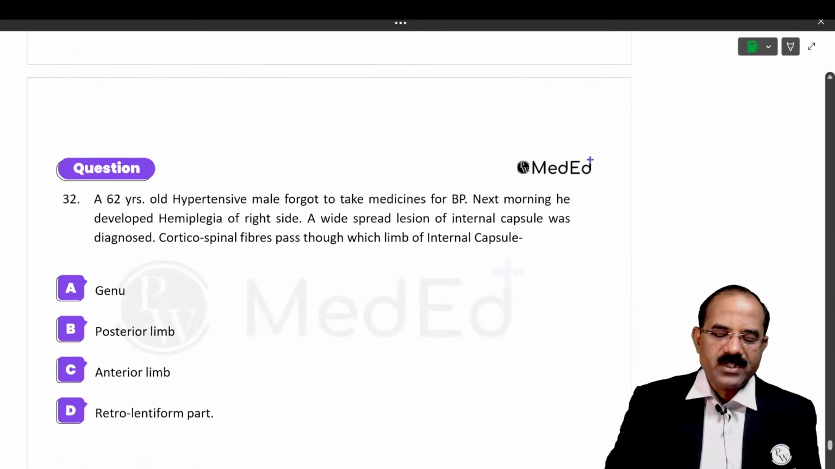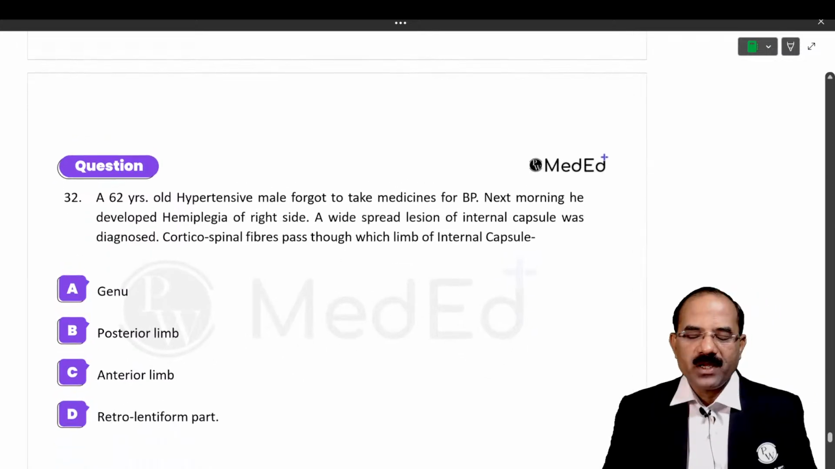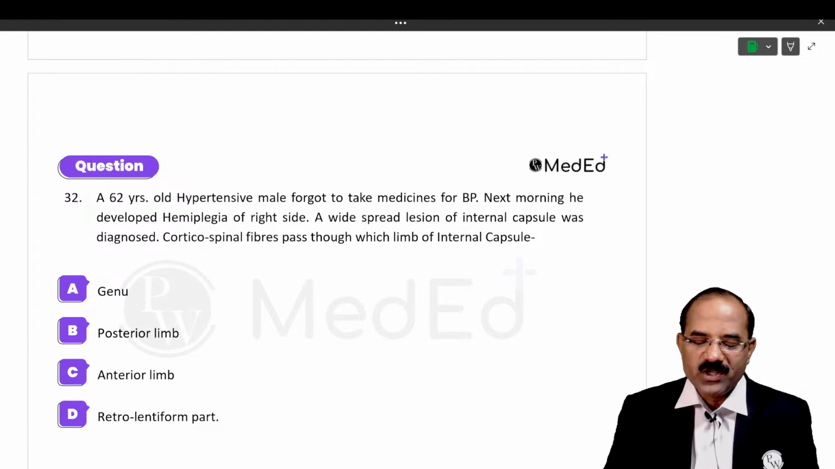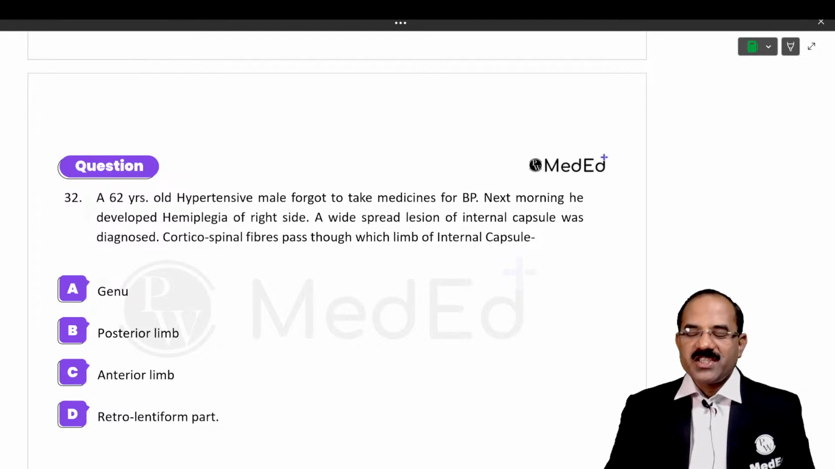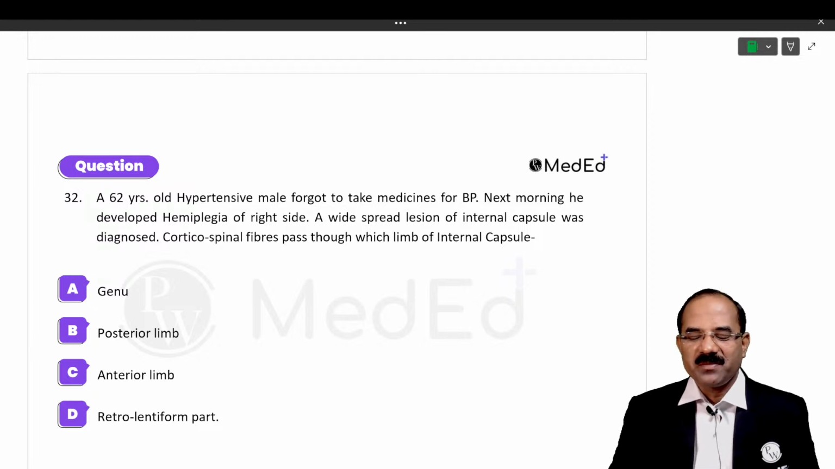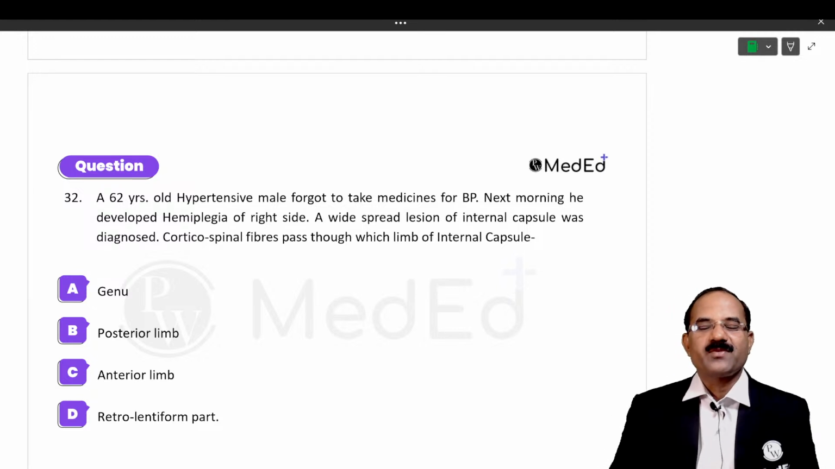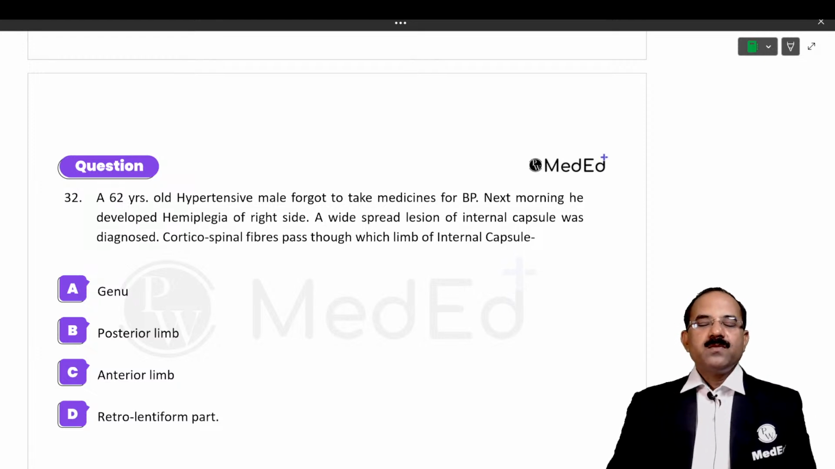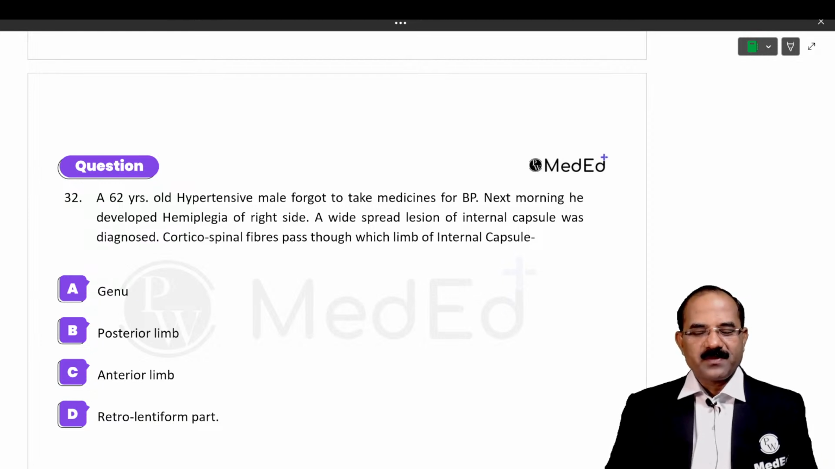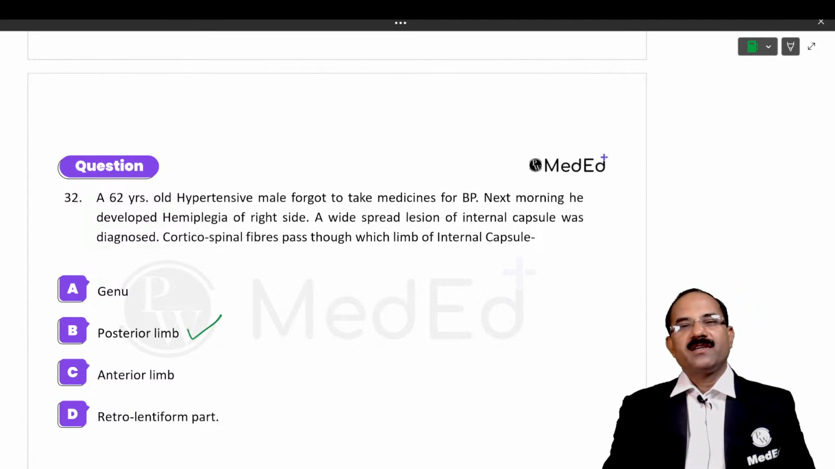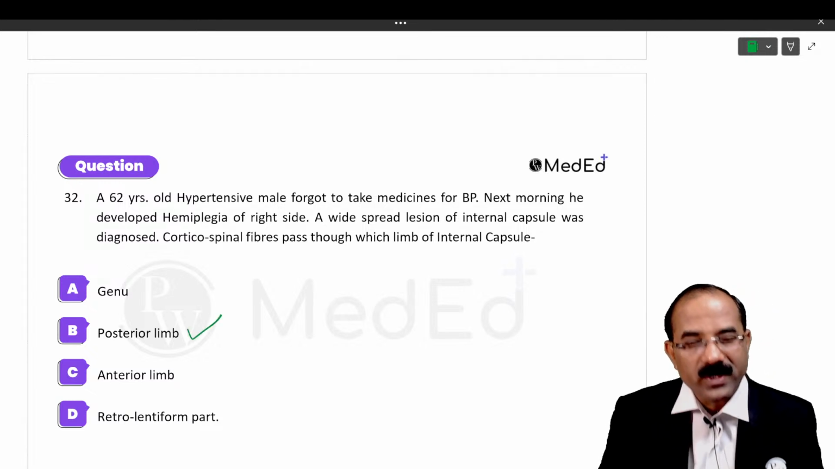A 62 years old hypertensive male forgot to take medicines for blood pressure. Next morning he developed hemiplegia of the right side. A widespread lesion of the internal capsule was diagnosed. Corticospinal fibers pass through which limb of the internal capsule? ये बता सकते हो students? Any guesses? It's the posterior limb. बहुत important MCQ है बच्चों ये.